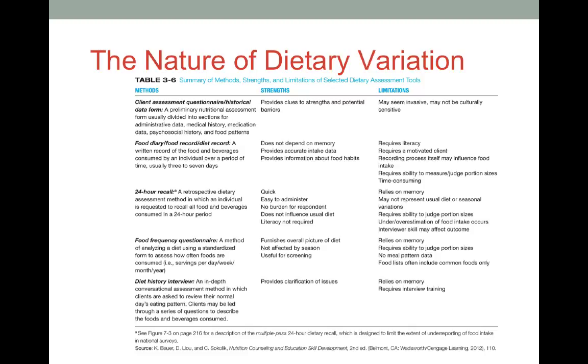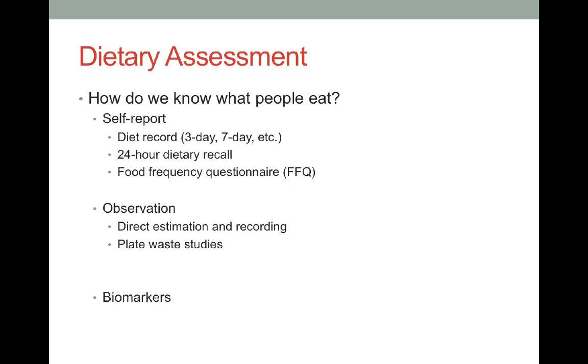And just as a reminder, I've included a table here with the strengths and weaknesses of each method on this slide. So these are all examples of self-reported data, but we also collect information through observations or by using nutritional biomarkers. And we're going to go into each of these in a little bit more detail.